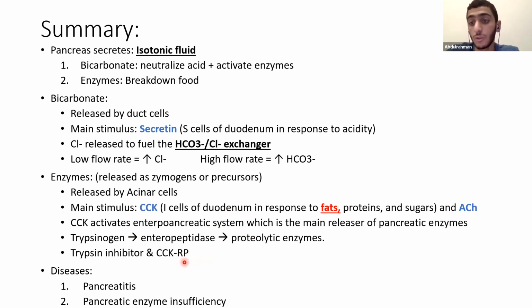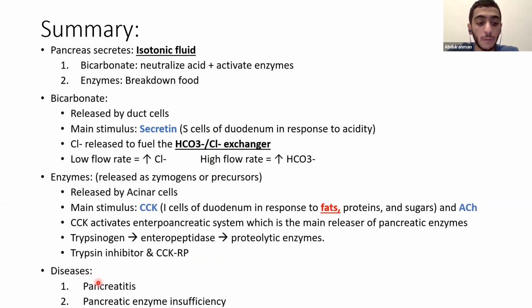However, if there is food and the trypsin is active in breaking down the food or the proteins, the CCK-releasing peptide is going to be free, and it's going to act on the CCK or the I cells in order to release more CCK.